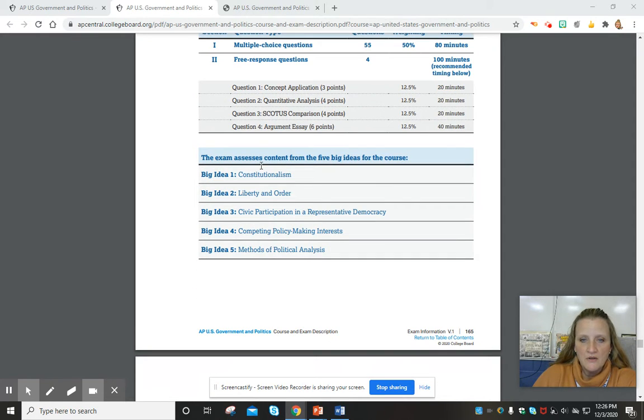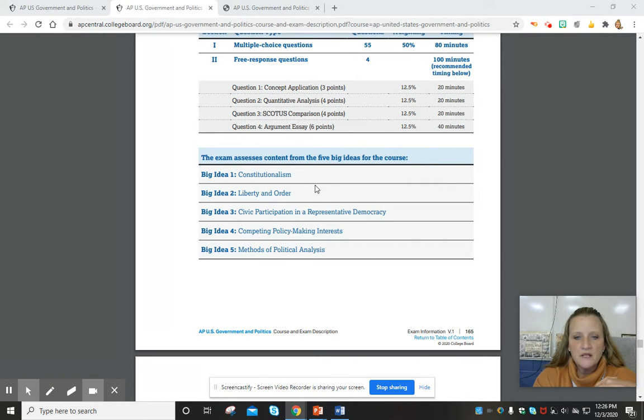Now, the big ideas that the exam looks at, I gave you big ideas when we started talking about political participation again. So you have constitutionalism. That would be like the early forms, like federalism, and how the Declaration was, and the articles, how the Constitution came about, everything behind it. Then you have liberty and order, which we haven't gotten to yet, but that's part of the court systems and civil liberties.